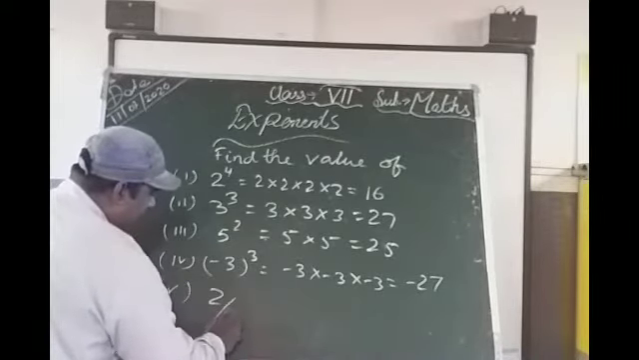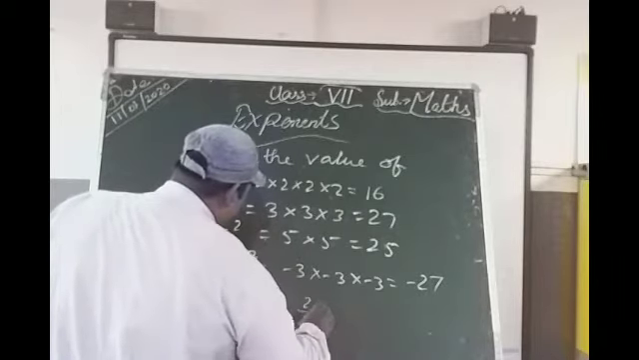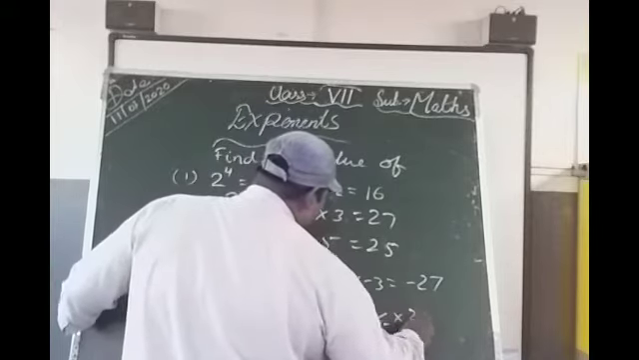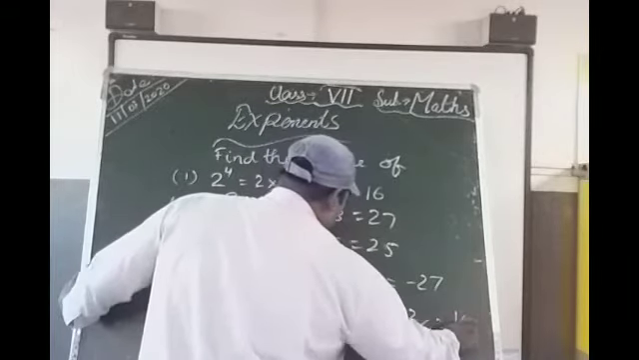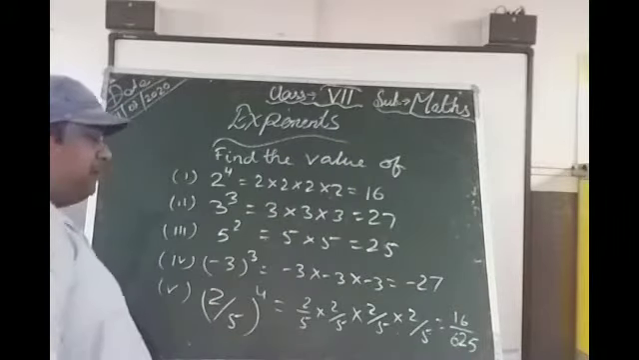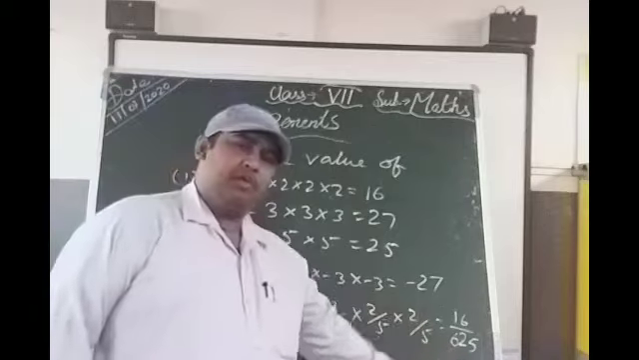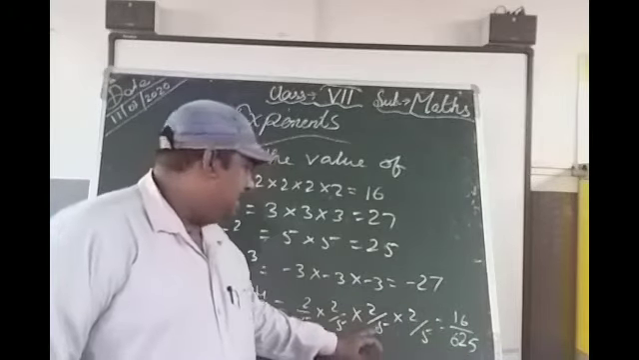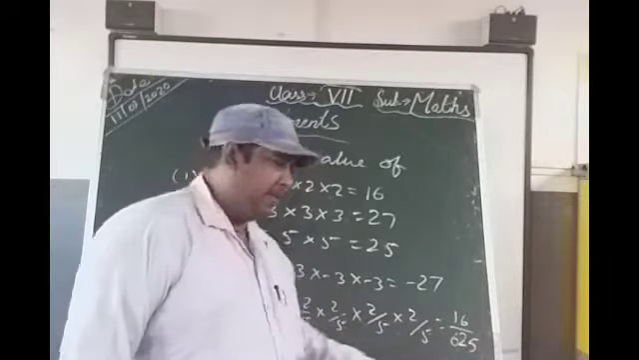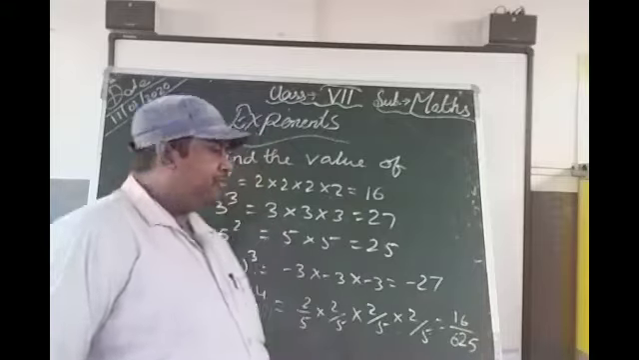Suppose that it is 2 by 5 to the power 4, it will be 2 by 5 into 2 by 5 into 2 by 5 into 2 by 5. That will be 16 by 625. Okay, how have we multiplied? Upper one upper written, down multiplied and down written. 5 into 5, 25 into 5, 125 into 5, 625. 2 into 2, 4 into 2, 8 into 2, 16.